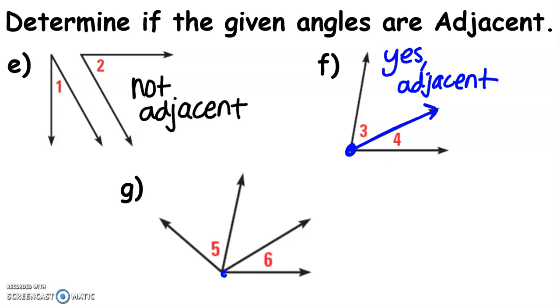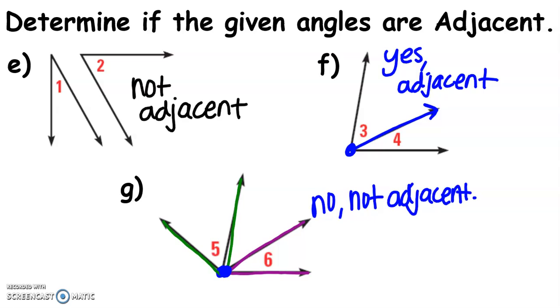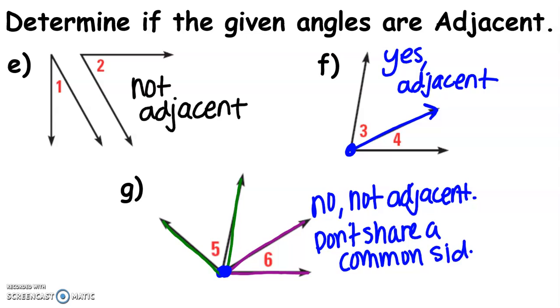In G, they share a common vertex, but they don't share a common side. So here's angle 5, here's angle 6. Well, they share a common vertex, they do not share a common side. So no, these two angles are not adjacent. The reason? They don't share a common side.